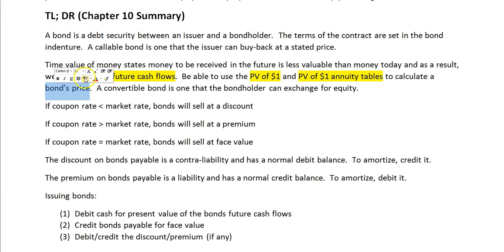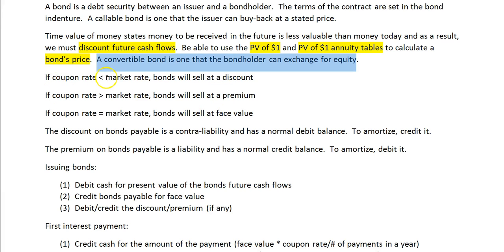Remember, a bond has two different types of cash flows, periodic interest and the face value due at the maturity date. And again, a convertible bond is one that the bondholder can exchange for equity. Alright, if the coupon rate is less than the market rate, what the bond is paying is less than the market, then the bonds will sell at a discount. If the coupon rate is higher than the market rate, then the bonds will sell at a premium. If the two are equal, the bond will sell at face value.